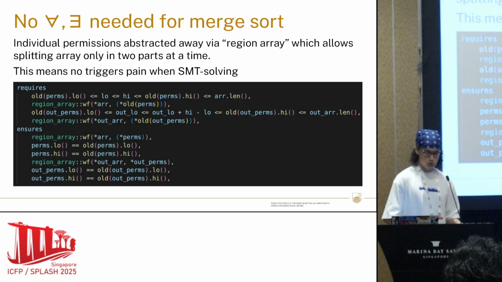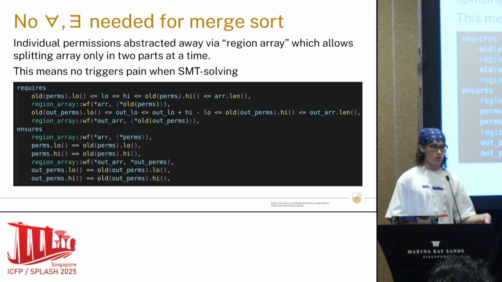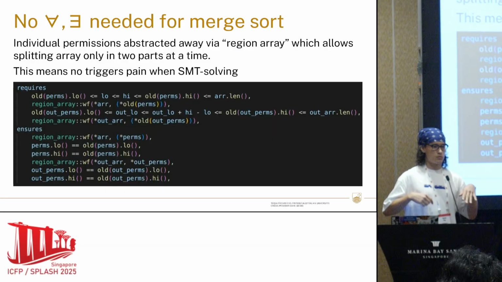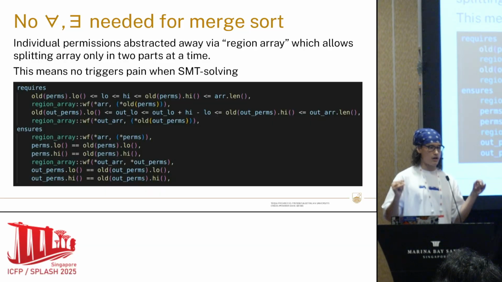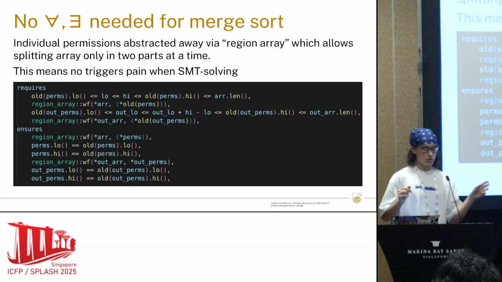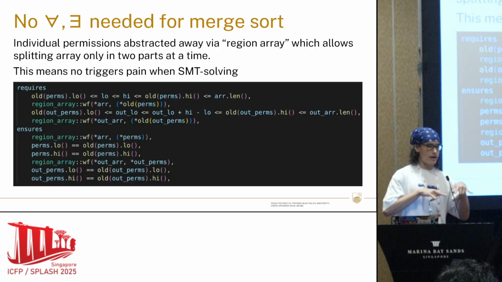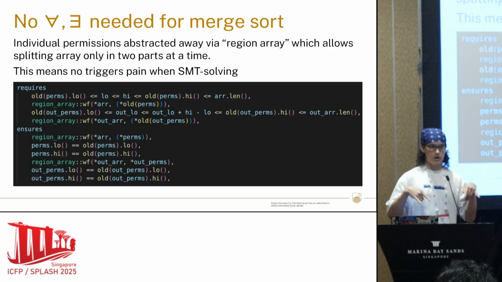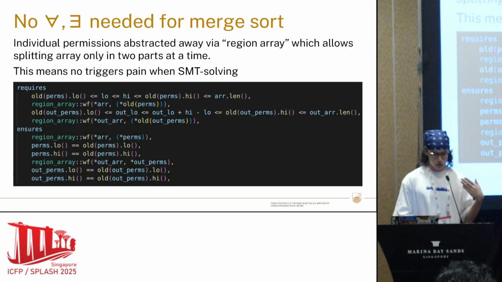And for merge sort specifically, we can omit quantifiers, because the splitting pattern is quite simple. You just split it in half, in half, in half, in half. You don't have to operate on sets of permissions, because the slices are contiguous, so you can just operate on slices of permissions. This way, you don't use quantifiers, and this way, you don't use triggers and other things that come with them.